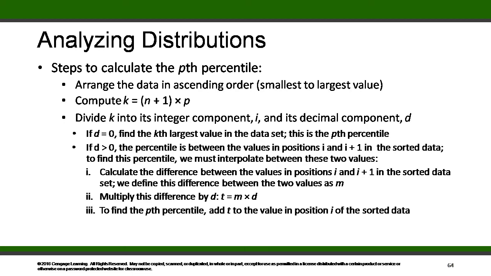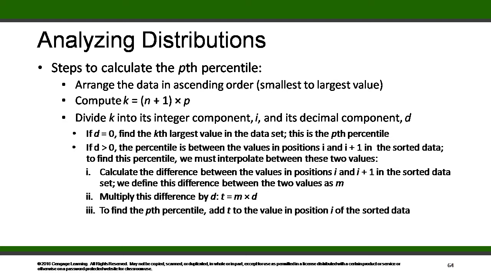Steps to calculate the pth percentile. Arrange the data in ascending order, smallest to largest value. Compute k equals n plus 1 times p. Divide k into its integer component i and its decimal component d. If d is equal to 0, find the kth largest value in the dataset. This is the pth percentile.